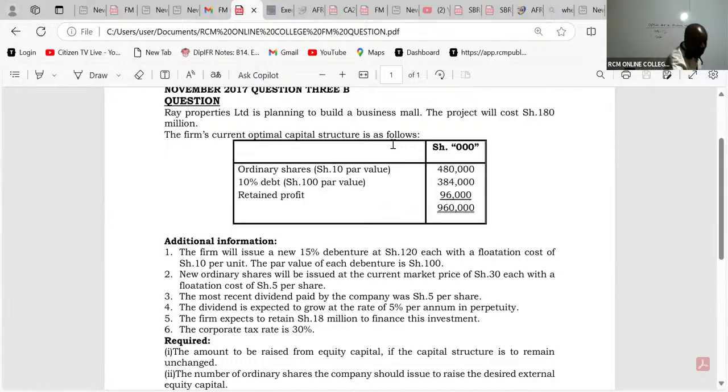So equity is how much? Equity, I can see, because this is future borrowing, I'll be able to explain this better. Under equity we can see ordinary shares and we have retained profit. So please add both of them under equity. So we have 480,000 under equity. We have 480,000 plus 96.